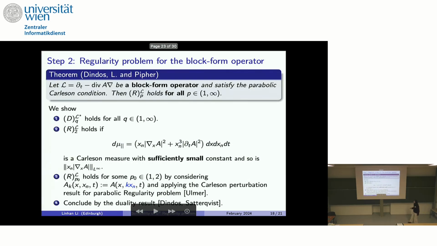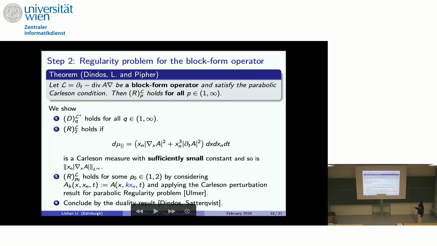So now we want to deal with the block form case. What we can show is that if the operator is in block form and satisfies the parabolic Carleson condition, then we actually get the LP regularity problem is solvable for all p greater than 1. Okay, so to show this, we first show that the LP Dirichlet problem for the adjoint operator is solvable for all p. And then we prove the L2 regularity problem for this block form operator, assuming the Carleson condition is sufficiently small.